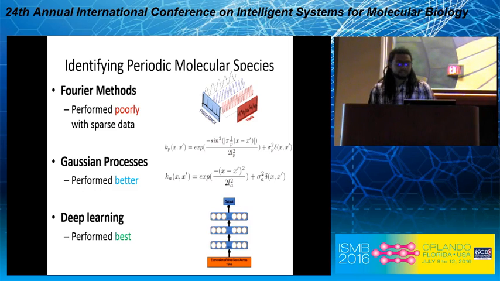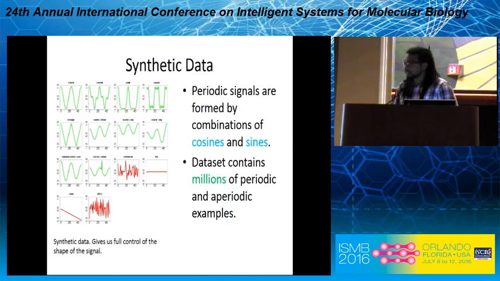And finally, we tried deep learning. And deep learning is just neural networks with many hidden layers. And this performed the best out of all the methods that we tried. Now, in order to train our deep learning method, we need training data. So as it turns out, we can actually train our deep learning method using only synthetic data.